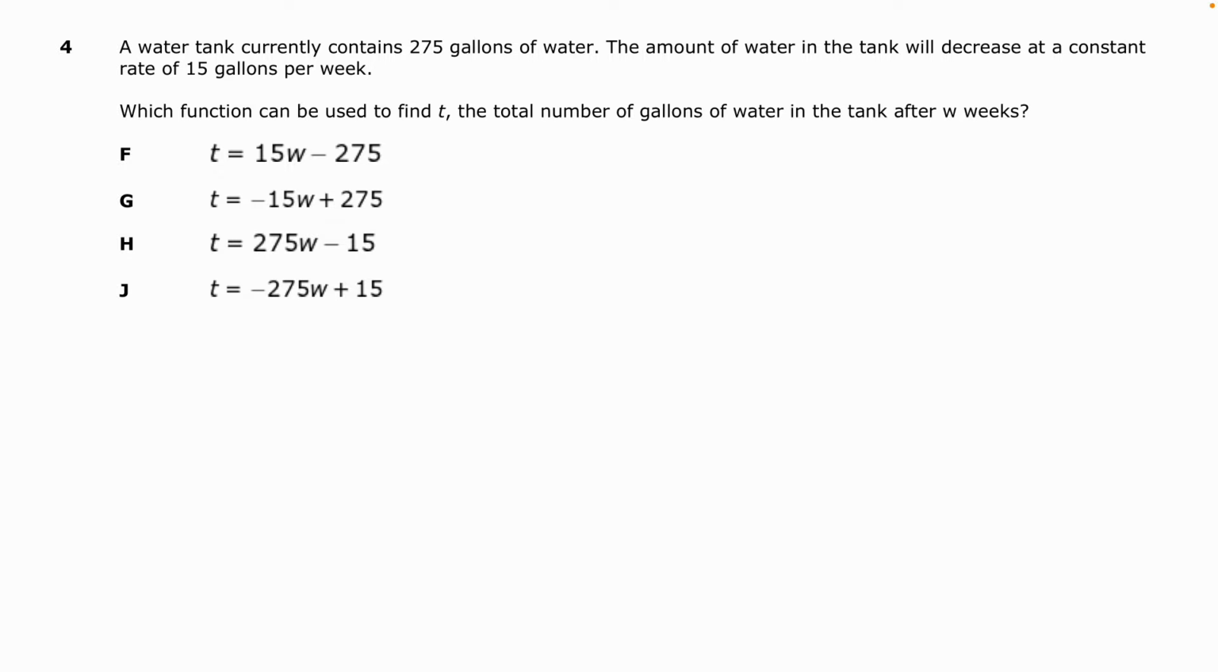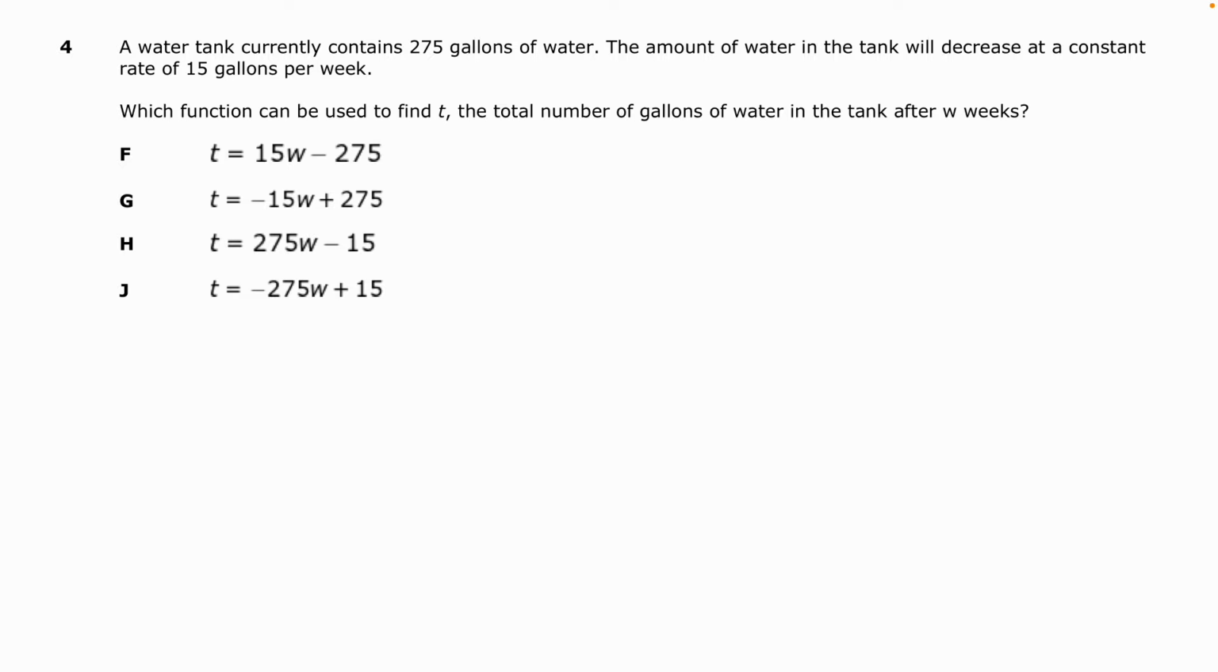All right, so this is another example of a linear relationship. But instead of a table or a graph, what we have here is a word problem. In this word problem, we have a water tank that is currently containing 275 gallons of water. The amount of water in the tank will decrease at a constant rate of 15 gallons per week. Which function can be used to find T, the total number of gallons of water in the tank after W weeks?